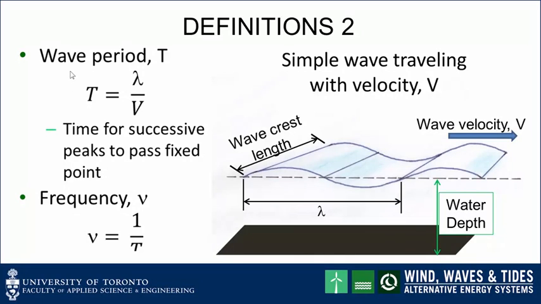We characterize the wave in addition to its wavelength by the wave period, which is the wavelength divided by the wave velocity v. So the period is the time for successive peaks to pass a fixed point. And of course we could also specify the frequency instead of the period. It's simply the inverse of the period. In waves we typically work with wave period, water waves.